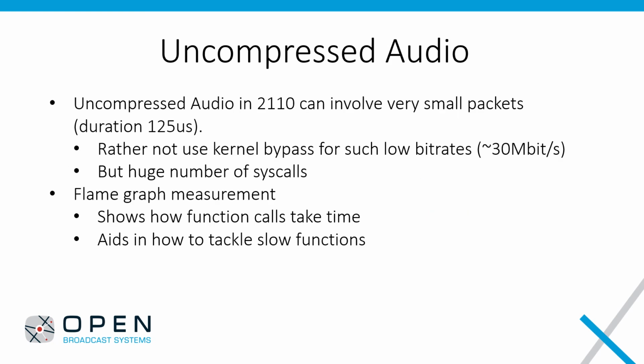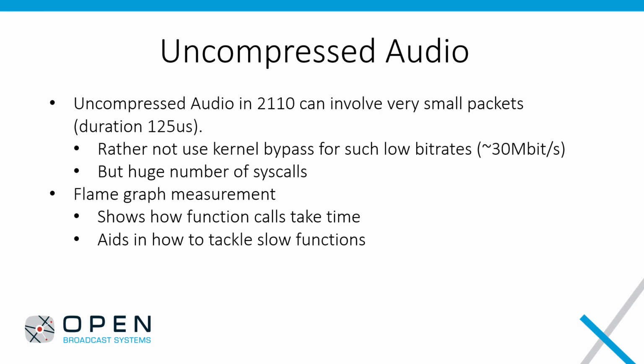Uncompressed audio is a real problem as well. As I mentioned before, we're using 125 microsecond packets. These are really small, and at 48 kilohertz, there's 8,000 of them every second. And we'd really rather not use kernel bypass for these low bit rates. It's only 30 megabits. But at 8,000 packets a second, that's a huge number of system calls.